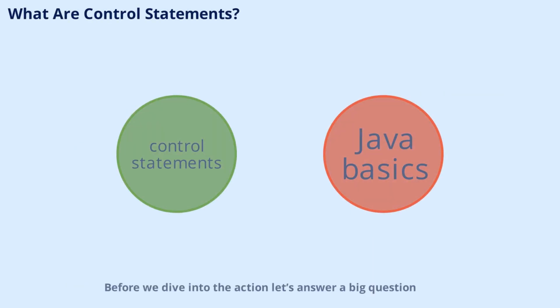Before we dive into the action, let's answer a big question. What are control statements? In Java, control statements are special instructions that help us decide what our program should do next. They let us make choices, repeat actions, or even skip steps. Think of them as traffic signals for your code. Sometimes you go, sometimes you stop, and sometimes you take a different route. With control statements, you can make your program smarter and more flexible. Ready to see how they work? Let's explore the main types together.